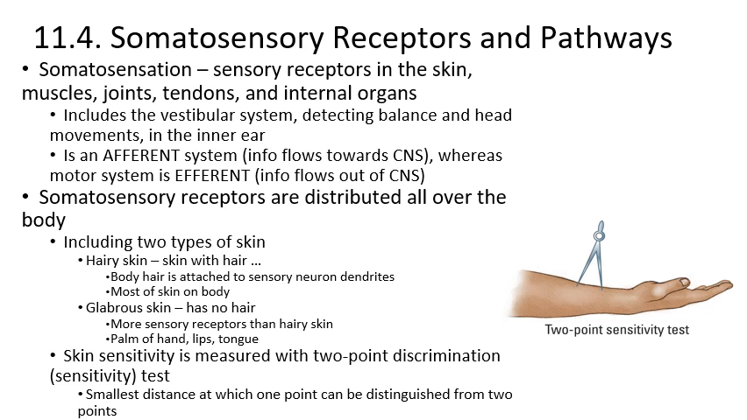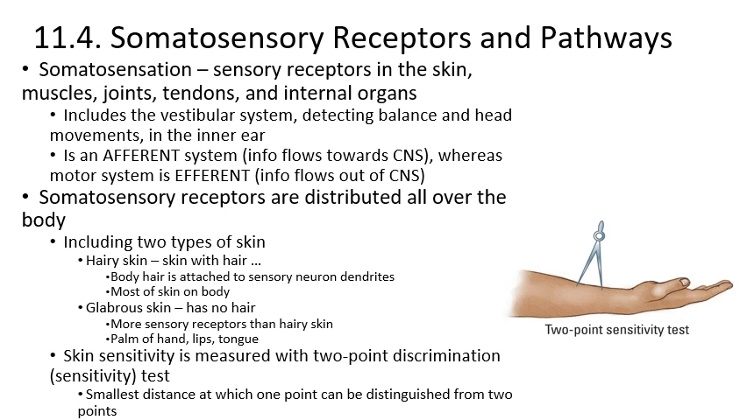And then there's glabrous skin, which has no hair. There are more sensory receptors on glabrous skin as compared to hairy skin. There are no hair follicles on glabrous skin. And this is areas such as the palm of your hand, the bottom of your feet, your lips, and your tongue. These are areas that we have better sensory reception in. So if you step on something, the palm of your foot, that hurts a lot more than if you sit on something and it hits the side of your leg.